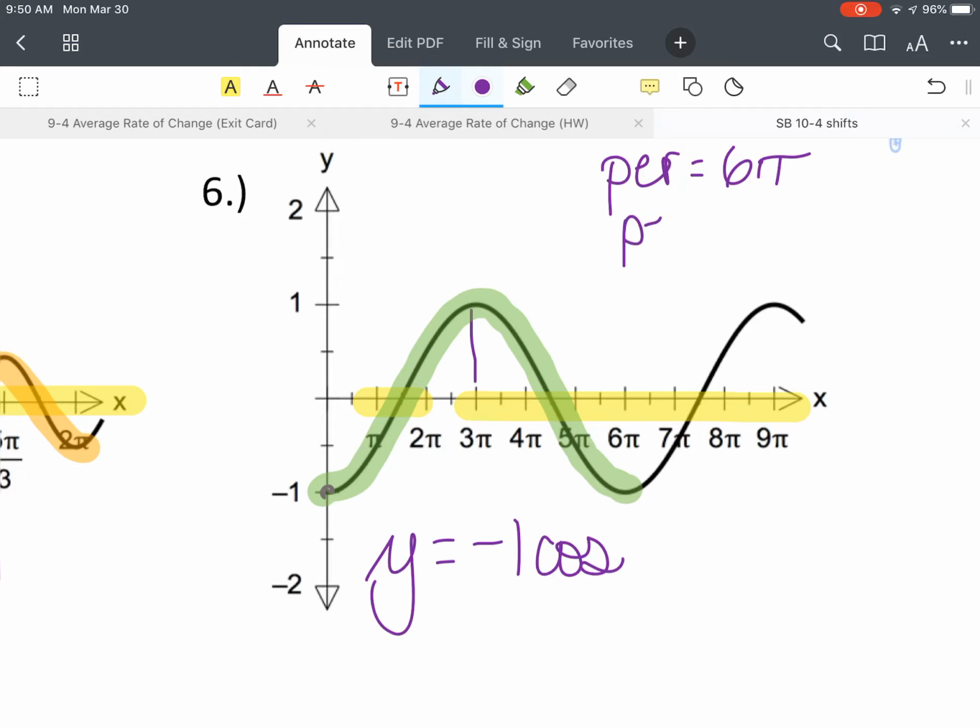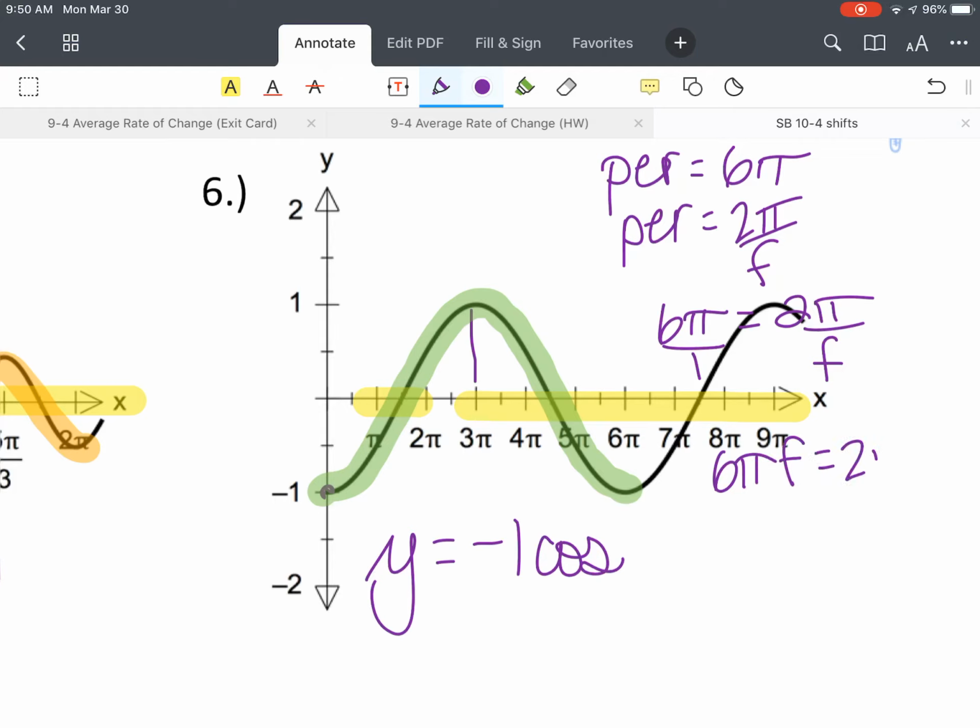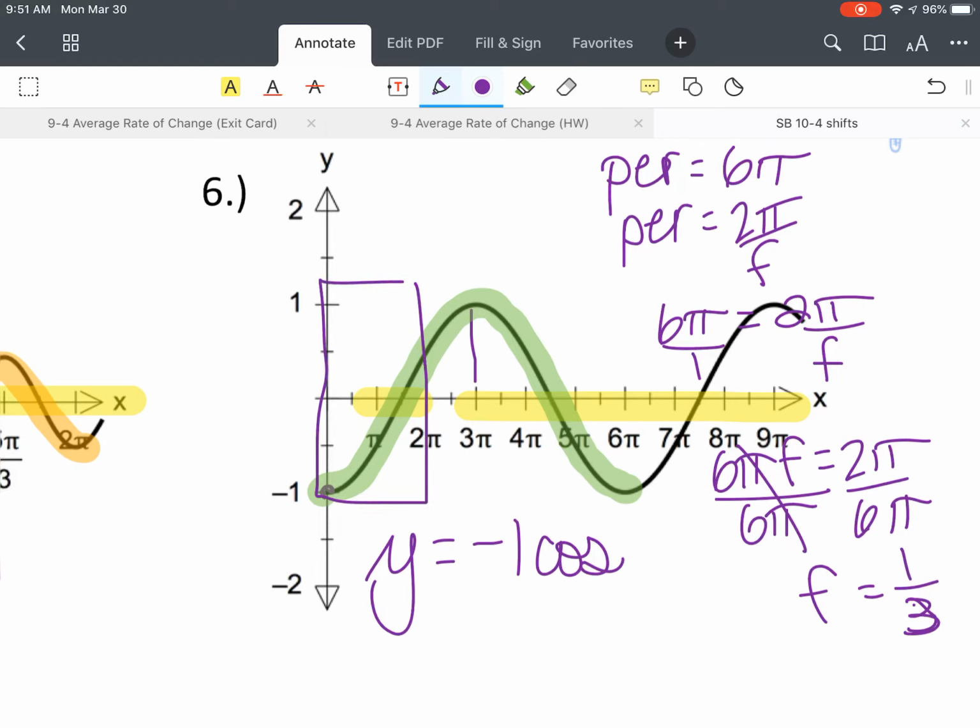Well, I know the formula for period is 2 pi over the frequency. So let's set 6 pi equal to the formula for period, just like we did on the one a couple ago. Let's cross multiply. I want to solve for frequency. And I get 1/3. That answer does make sense. It does seem like I'm seeing 1/3 of a cycle from 0 to 2 pi.